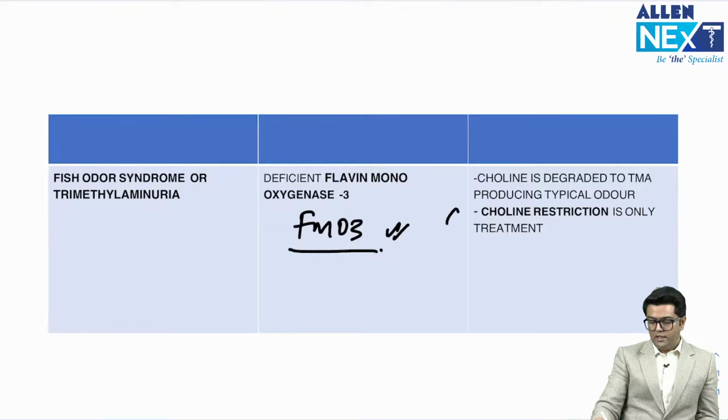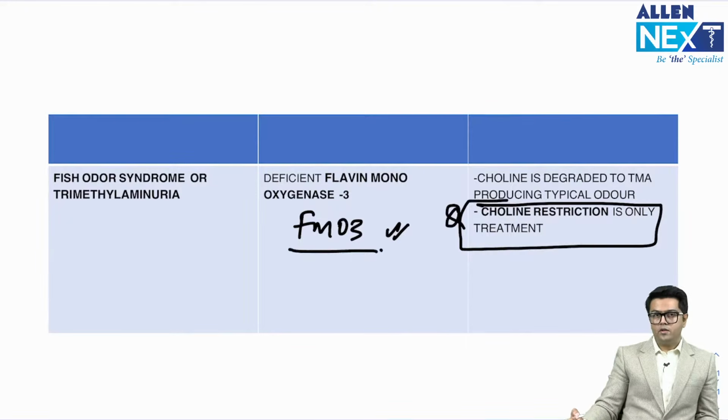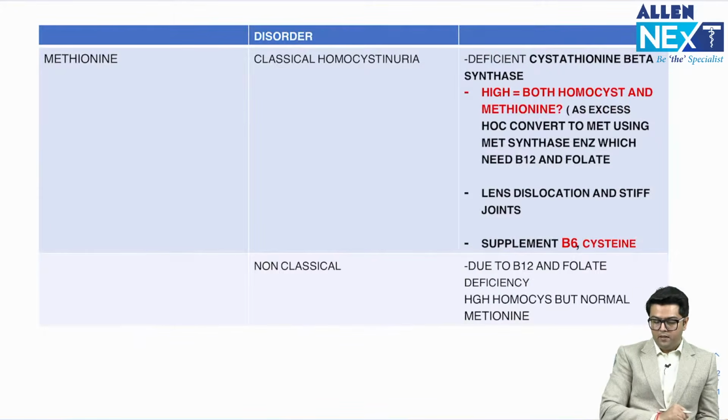The only therapy, which was a recent question, is choline restriction. So fish odor syndrome, how can we treat it? By choline restriction. Like what is the treatment of maple syrup urine disease? Restriction of valine, isoleucine and leucine. Right? What is the treatment of PKU? Restriction of phenylalanine, because they are all essential amino acids. Right? Choline is also an essential nutrient, not an amino acid, but yes, a nutrient.